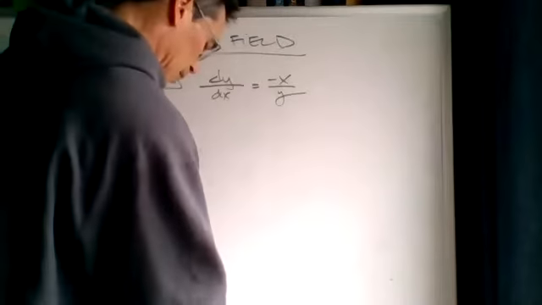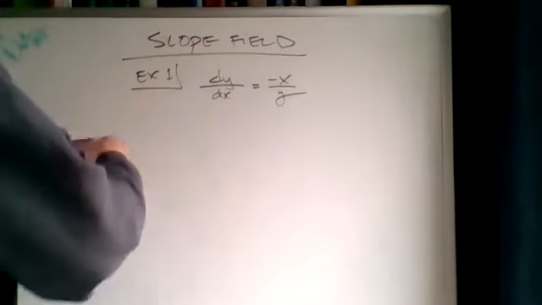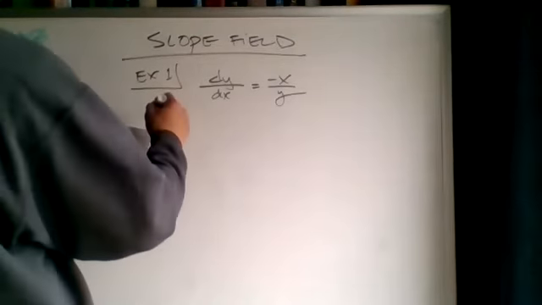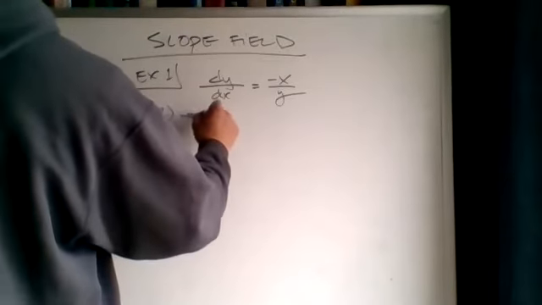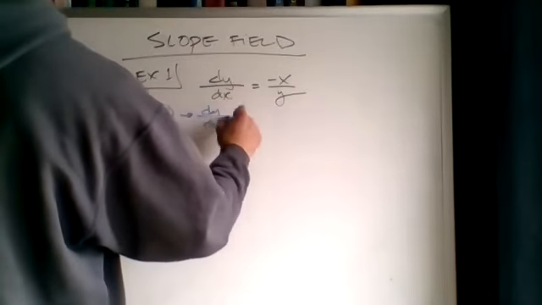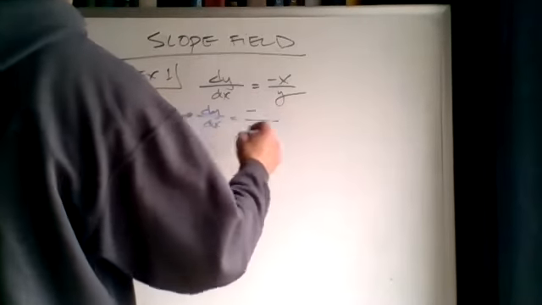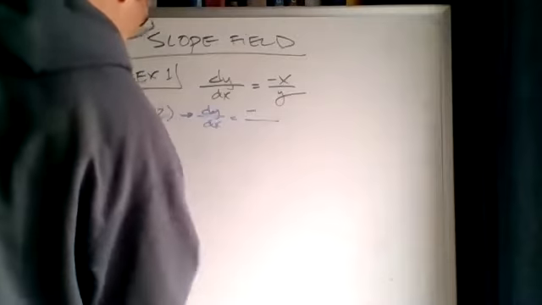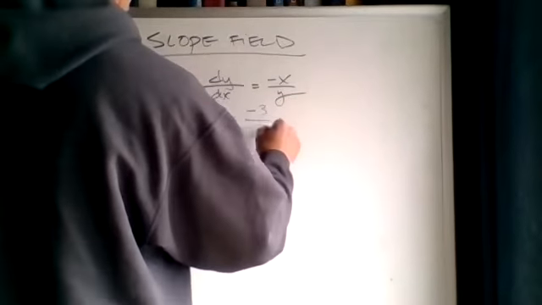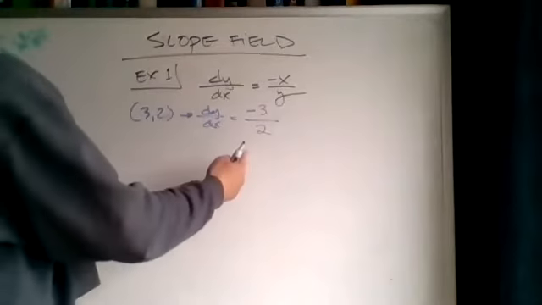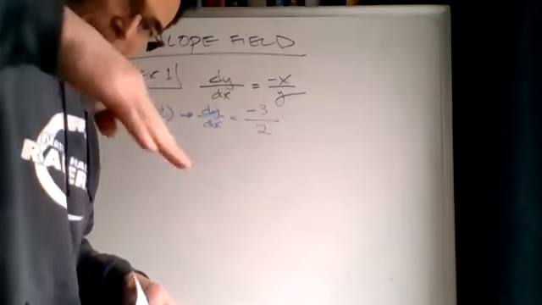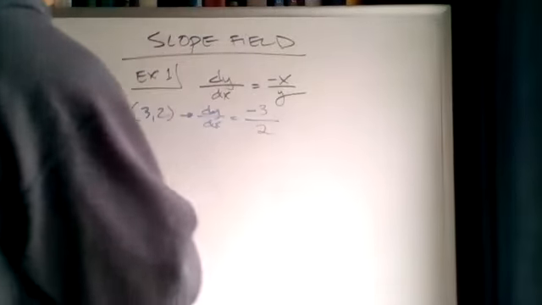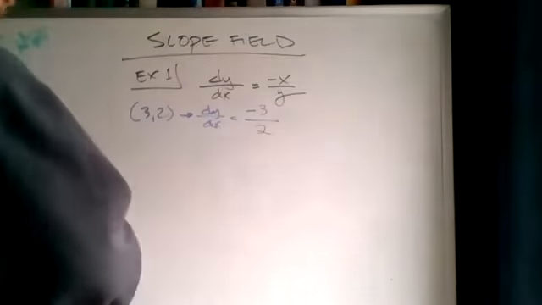Okay, so not too hard to do. So at 3, 2, the slope would be, right, x is on top, so it's 3, 2. So the slope at this point would be negative 3/2. So downhill, right? Negative 1.5. Okay. So that's just basic substitution, right?